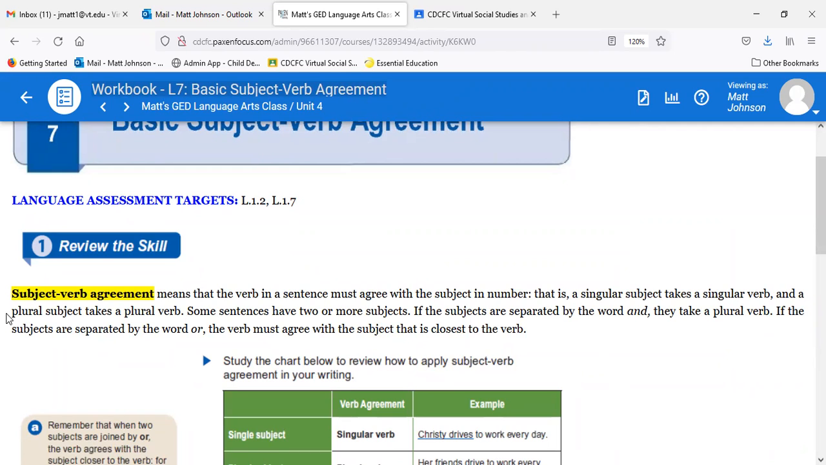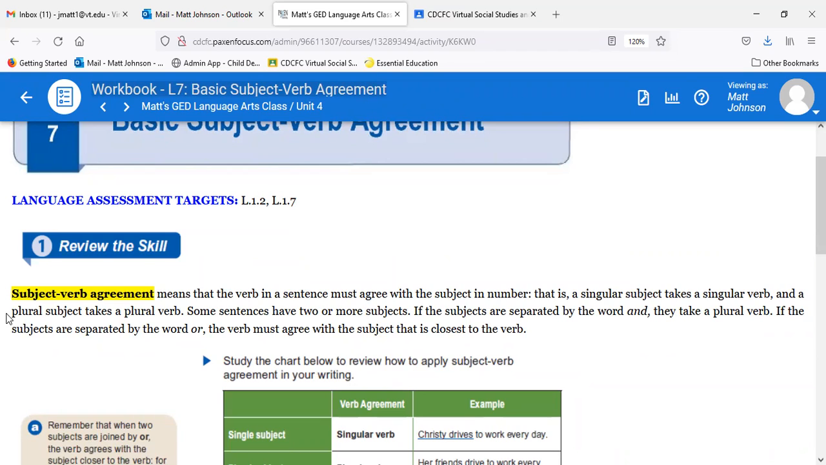Some sentences have two or more subjects. If the subjects are separated by the word and, they take a plural verb. If the subjects are separated by the word or, the verb must agree with the subject that is closest to the verb. Okay, straightforward rule, but when you get to actually looking at it, sometimes things sound agreeable either way. And when you get to complex sentences, you may have more than one subject as well.